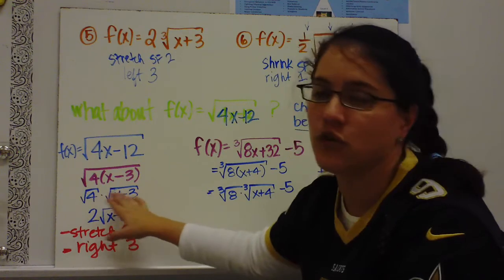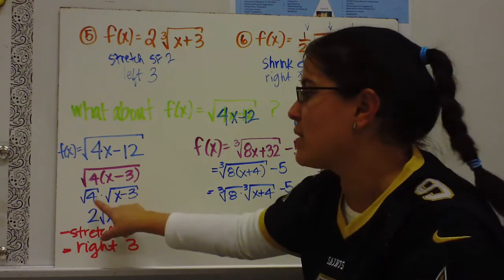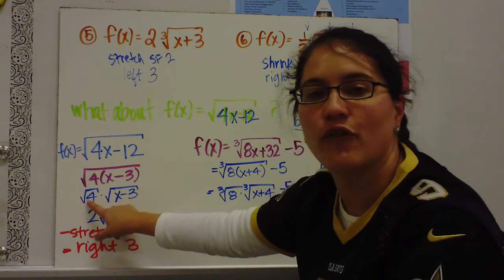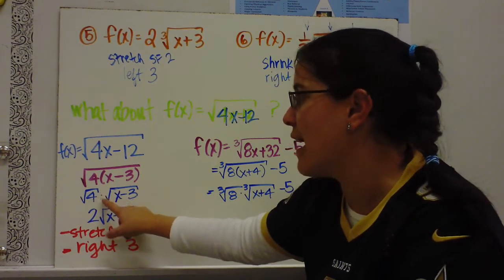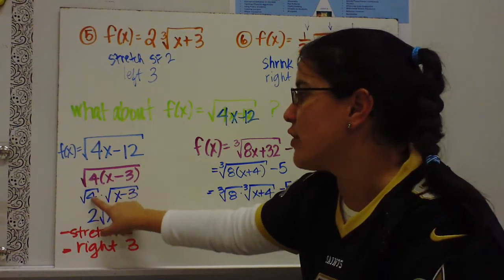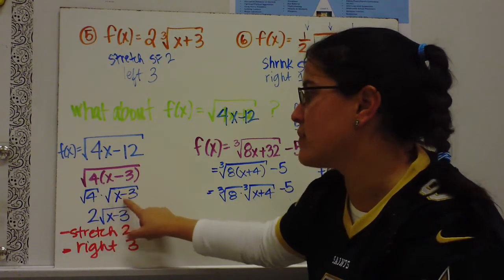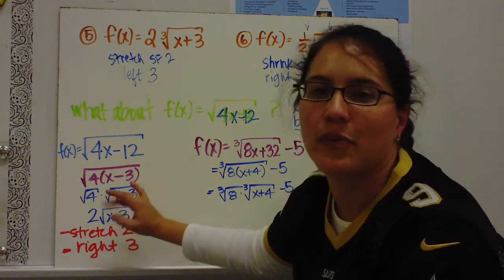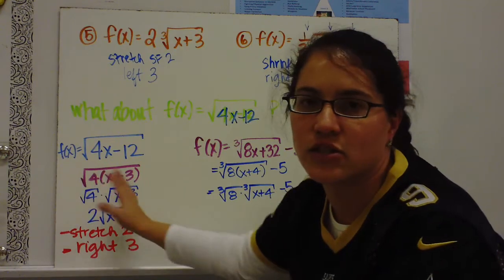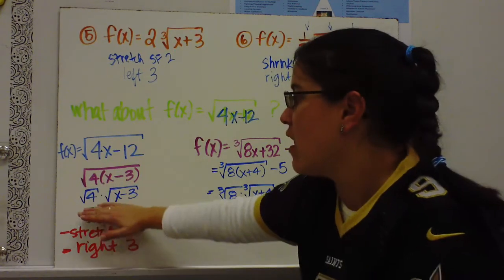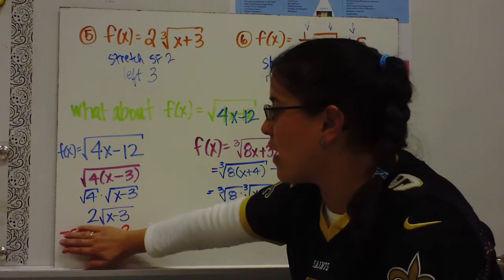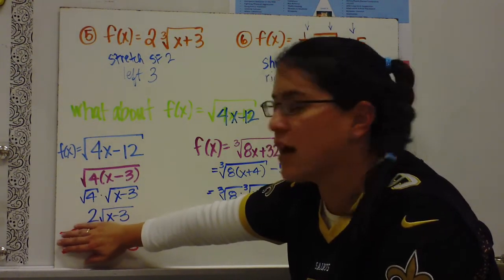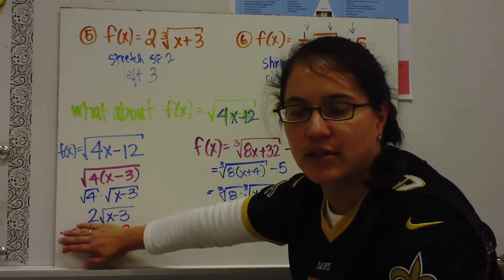I separated them into two radicals because I can see the square root of 4 is going to come out to be an integer answer, 2. So I have the square root of 4 times the square root of x minus 3. And once I do that, I don't need my parentheses anymore because I've separated these into two products. I took the square root of 4, which is 2. I bring this down. Now I can see my transformation. 2 times the square root of x minus 3.